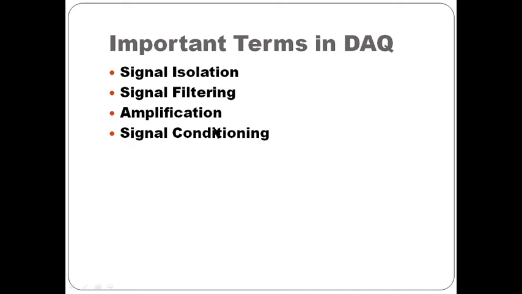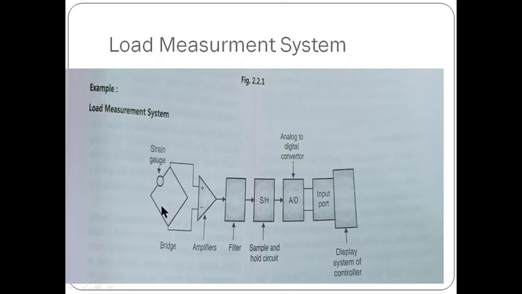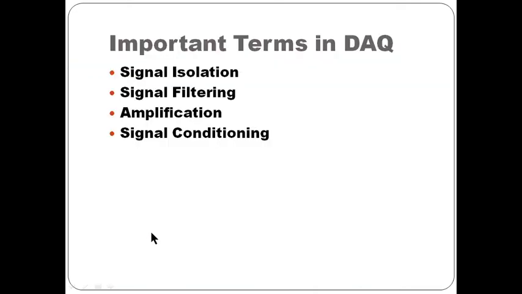Then amplification. Sometimes the output from this sensor is very small, so it cannot be recognized by the software. So it is important to amplify it. Amplify means here we are going to increase its magnitude. Signal amplification serves two purposes. It improves the signal's resolution and raises the signal to noise ratio.